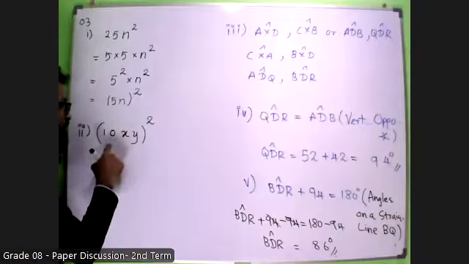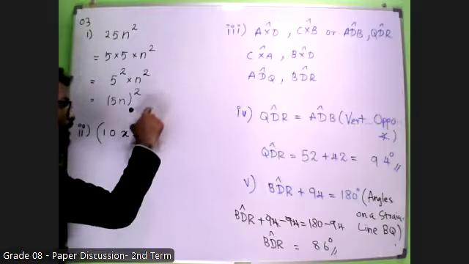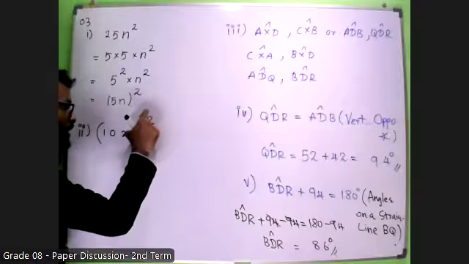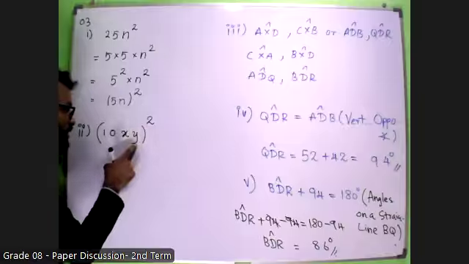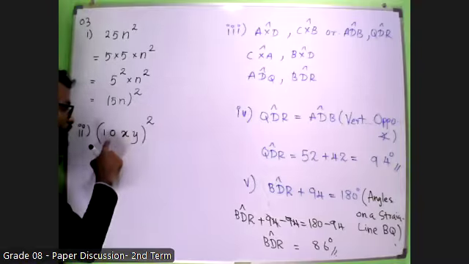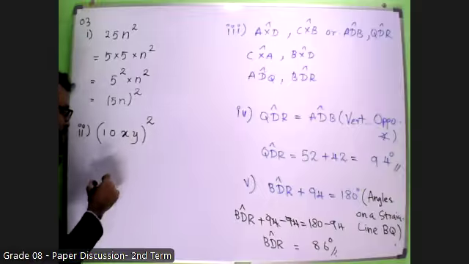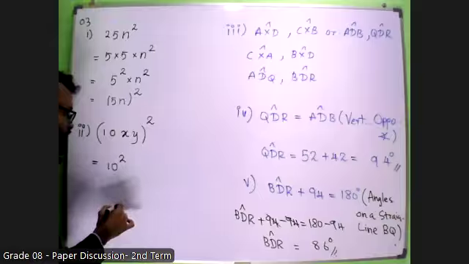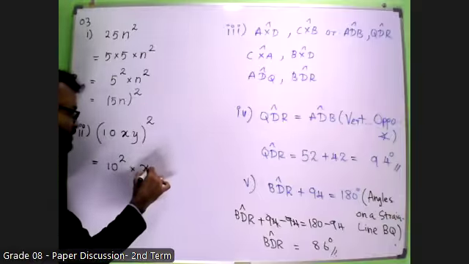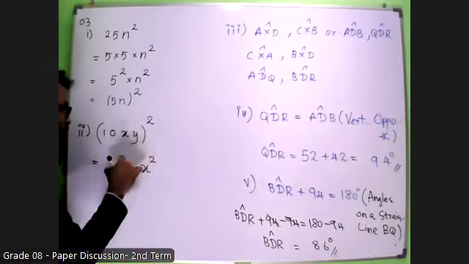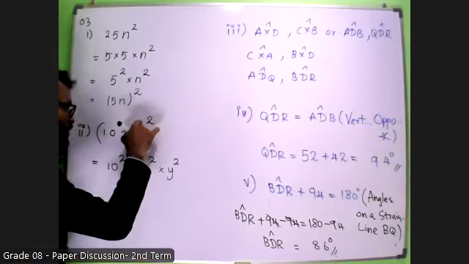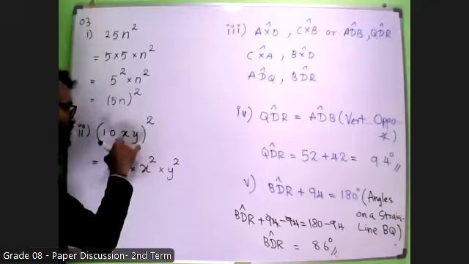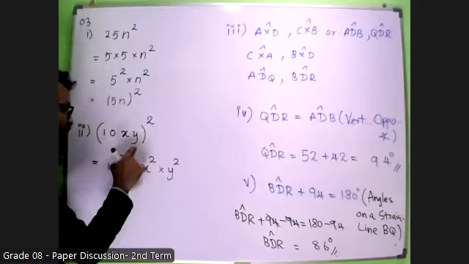So the meaning is this power 2 is common for 10, common for x, and common for y. So this power 2 is common for each and every term inside the bracket. So I can write 10 to the power 2 multiplied by x to the power 2 multiplied by y to the power 2.